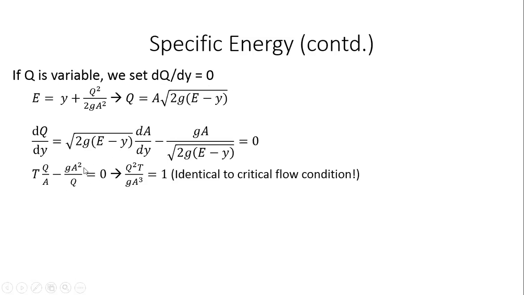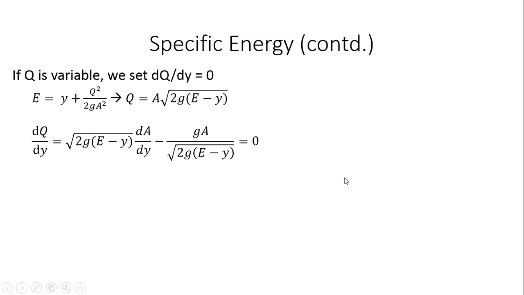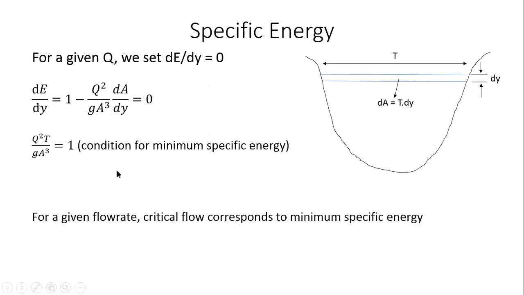So if I rearrange this, I'll get Q square T by g A cubed equal to 1, right? This is identical to the critical flow condition that we got in the previous slide, if you remember. We set dE by dy equal to 0 and we got this expression Q square T by g A cubed equal to 1. Okay, this is very, very important. You need to memorize this. There's nothing else that you can do, right? Q square T by g A cubed equal to 1, right? This was the condition for minimum specific energy for a given flow rate.